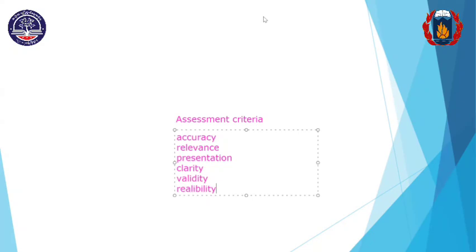So can you please elaborate on these terms? And how do you understand accuracy and relevance? Yeah, let's, yesterday we discussed the reliability already. How do you understand the term accuracy and relevance? Please elaborate.